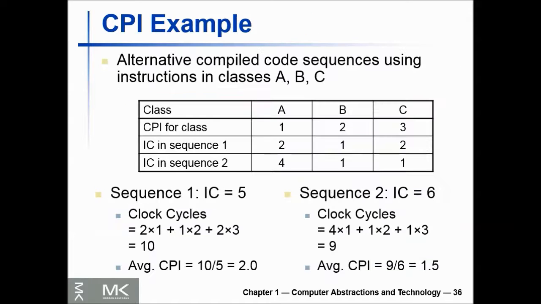For example, a compiler designer is trying to decide between two code sequences for a computer. The hardware designer has supplied the following facts. We have three classes A, B, and C, and the CPI for class A is equal to 1, for class B the CPI is equal to 2, and for class C the CPI is equal to 3. And we have instruction counts.